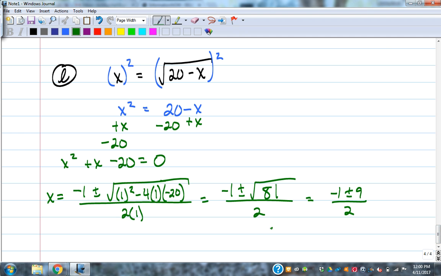So then we split that up. Negative 1 plus 9 over 2, so that'd be 8 over 2, which is 4. And then negative 5.